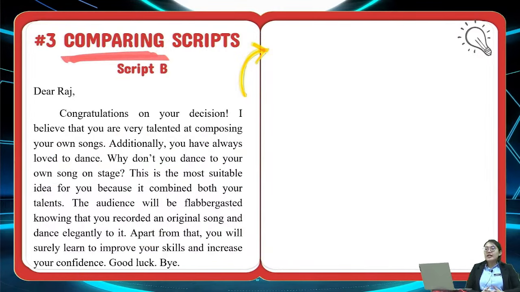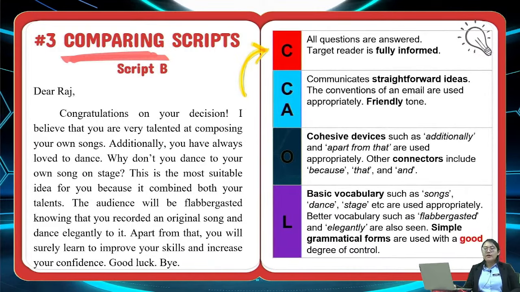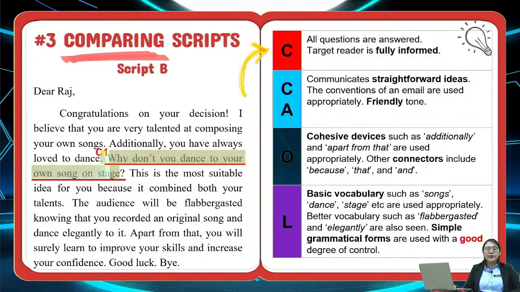Okay, next we are going to look at script B. Okay, script B, let's see if he answers all the three tasks. First, why don't you dance to your own song on stage? So he suggested Raj to actually dance to his own song. So that is C1. There's a suggestion of what kind of performance he can do. It combined both your talents.